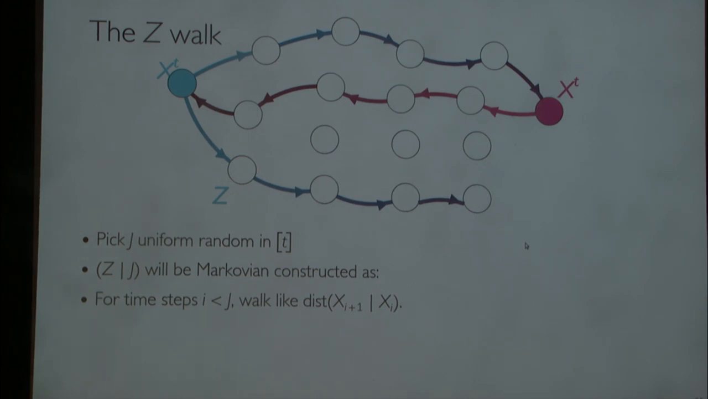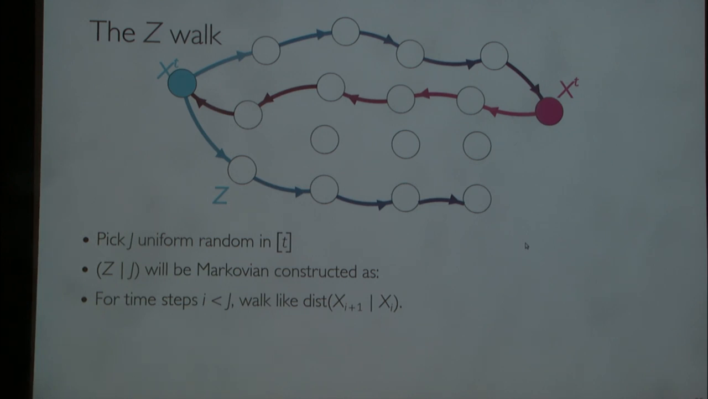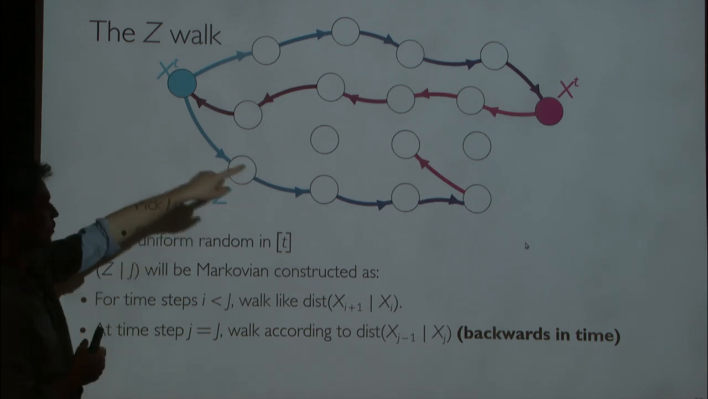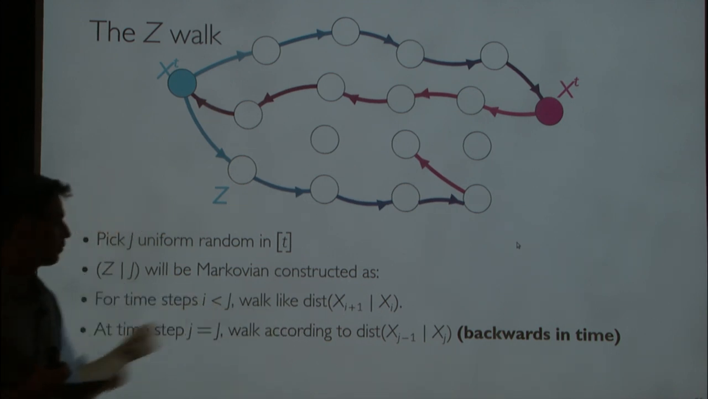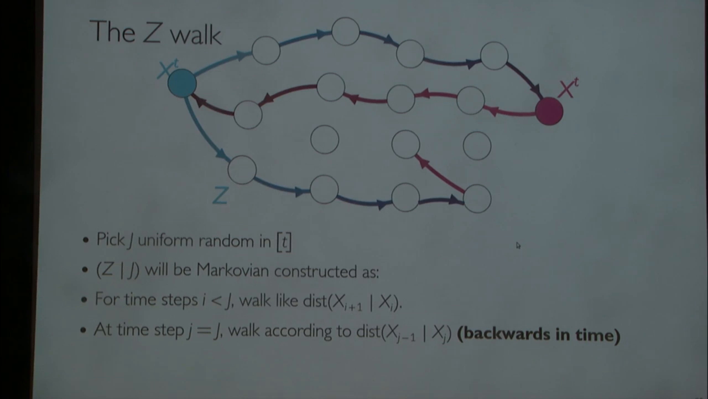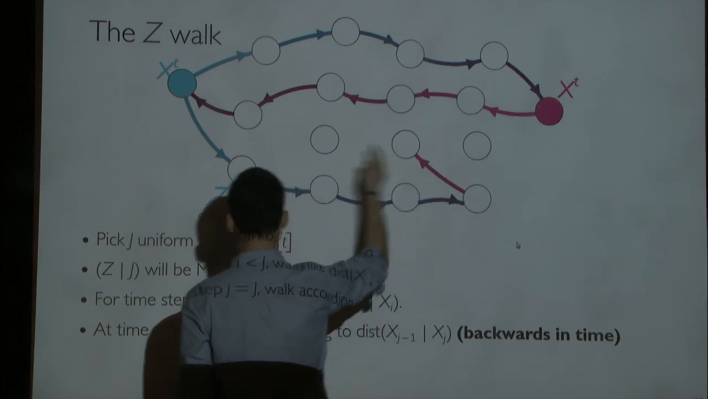Now we pick a uniform random time step between 1 and t. Pick an integer between 1 and t uniformly at random. And for time steps smaller than this chosen j, just imitate x. Just do whatever x would have done. The z walk just walks like the x walk up until step j. At step j, we walk like what the backward walk would have done from this state. Now we walk according to the distribution xj minus 1 conditioned on xj. Wherever I am, I'm just assuming this pink walk ended up here, where it would have gone. I just sample the next state according to that.